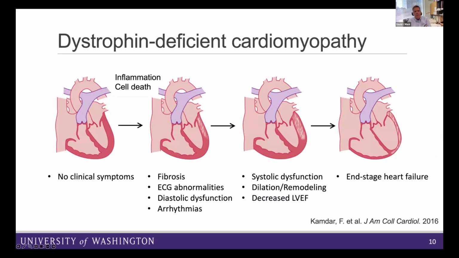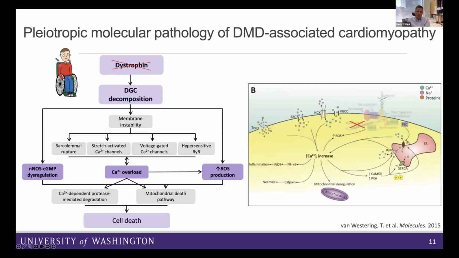In DMD, the cardiomyopathy is caused by inflammation, cycles of cardiomyocyte death, and fibrosis. With the initial fibrosis, patients present with diastolic dysfunction, as well as ECG abnormalities and arrhythmias. As the fibrosis continues to accumulate, patients present with systolic dysfunction, reduced left ventricular ejection fraction, and cardiac remodeling, and ultimately the disease progresses to end-stage heart failure. While 25% of patients present with signs of cardiomyopathy at age 6, most are not treated until they reach their teens. So let's break down the pathological progression of the cardiomyopathy.